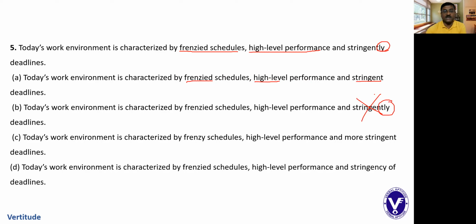Today's work environment is characterized by frenzy schedules. Rather than saying frenzied, which describes the schedule as an adjective, this is using frenzy. So again, we eliminate. Today's work environment is characterized by frenzied schedules, high-level performance, and stringency. Look at this word, stringency. So this is wrong. So that's why option A is our right answer. Okay. So this is our right answer.